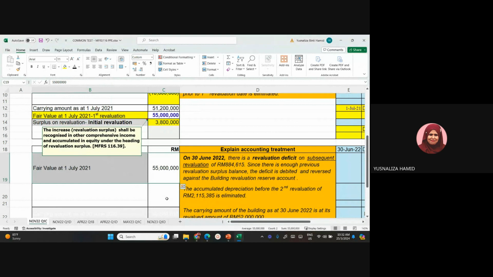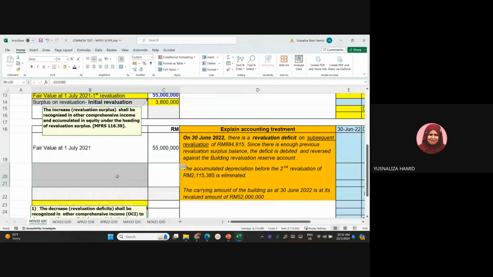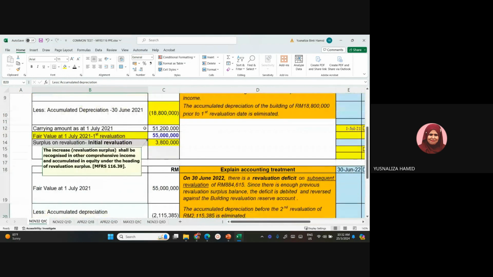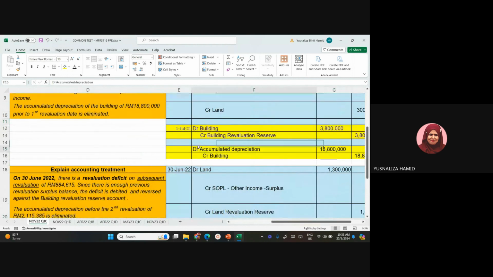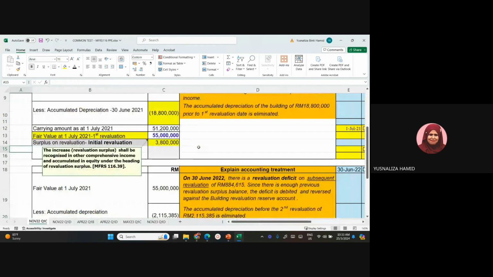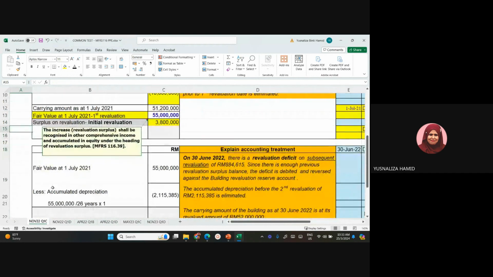And then you will compare with the carrying amount. So if you were to find out the carrying amount, you need to find out the accumulated depreciation. So to find the accumulated depreciation, you need to take note that the depreciation before that we have already eliminated, the one here. Now we are going to recalculate the depreciation of the building based on the revalued amount. So this one is the revalued amount. This one here, I'm putting a different color. Okay, this one is the revalued amount, 55 million.